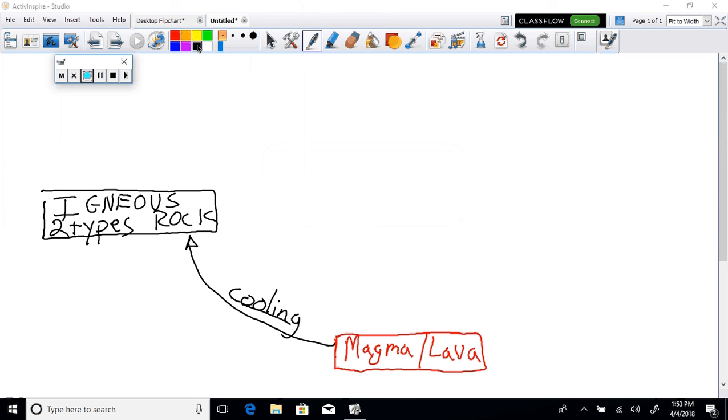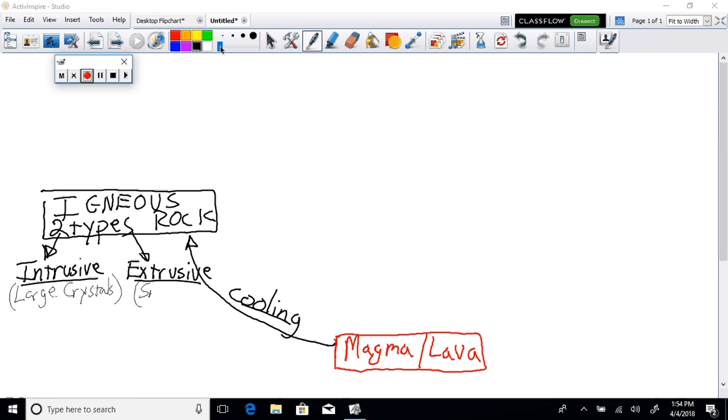Okay, you have two types of igneous rock. You have intrusive and you have extrusive. Now you also need to know the names of these, the examples. Intrusive igneous rocks have large crystals because they cool off slowly. Extrusive igneous rocks have small crystals because they cool off very quickly, so they don't have time to bake in.